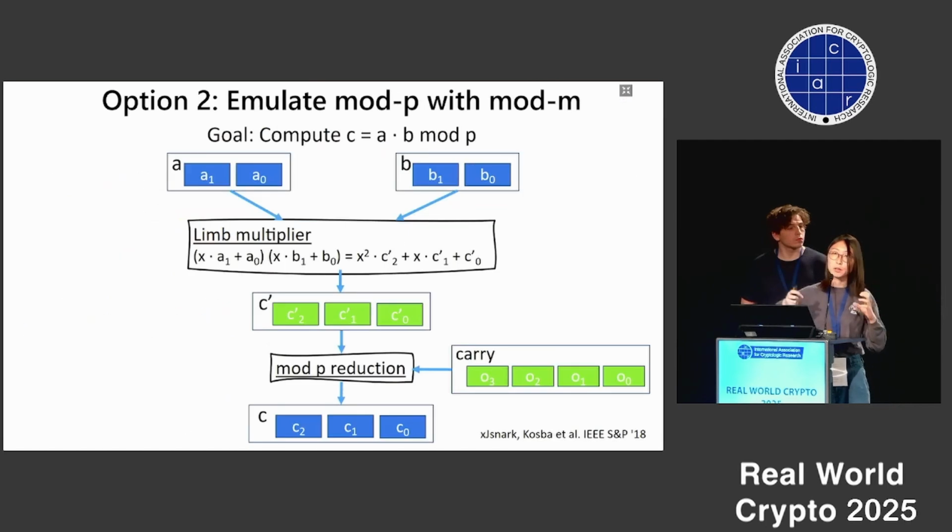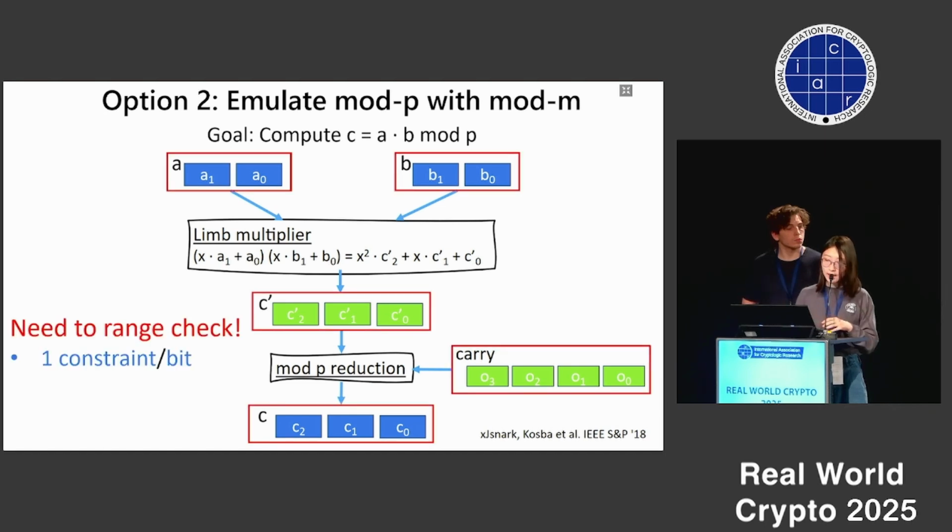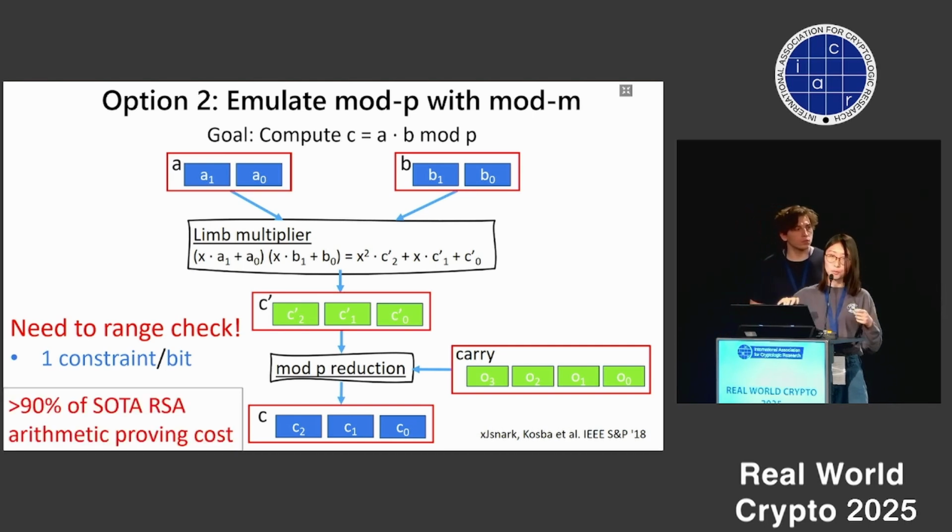So we want to emulate the modular arithmetic in the mod-M world. At a high level, we split each number into limbs to avoid overflow. Then we use some mod M operations to do arithmetic and mod P reduction. A very important subtlety here is that we need to check that each limb in the input and intermediate values is in a range. A standard method to do that is bit decomposition, which costs 1 constraint per bit. And this contributes more than 90% of the cost of state-of-the-art R1CS modular exponentiation.